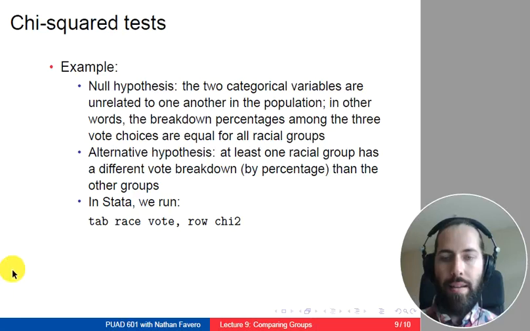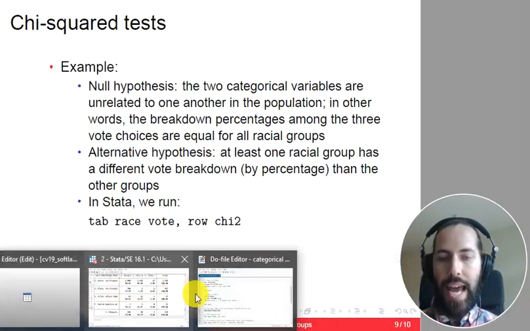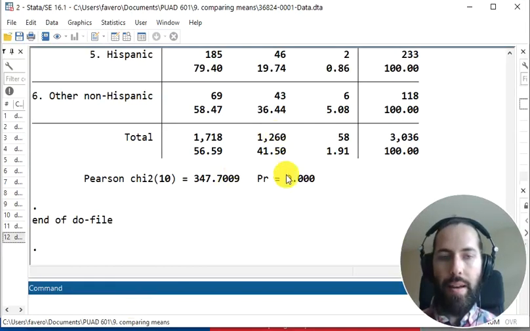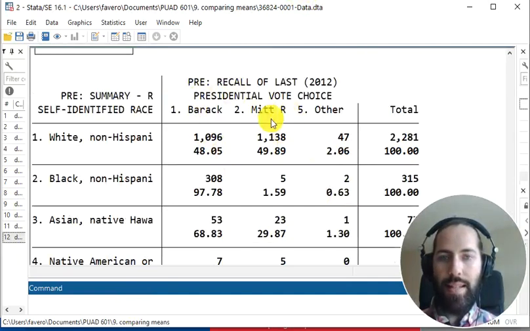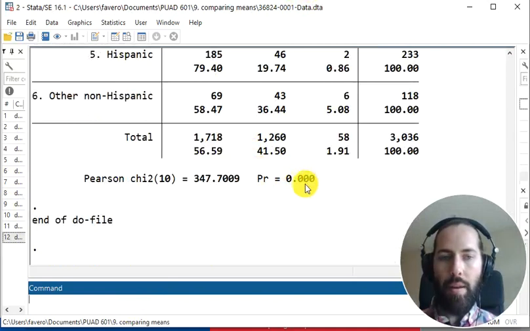So in Stata, if we want to get our chi-squared, we're just going to add this option, chi-squared, at the end of the command that we ran before to get our contingency table. And now we're going to get a p-value at the bottom of the table. All these results up here should look exactly the same as what we just saw a moment ago, but we're also getting a p-value here at the bottom.